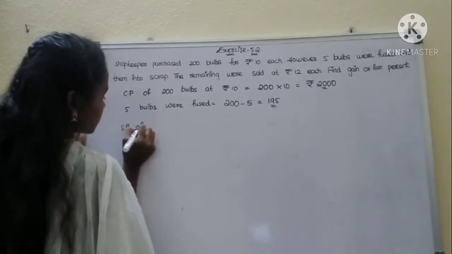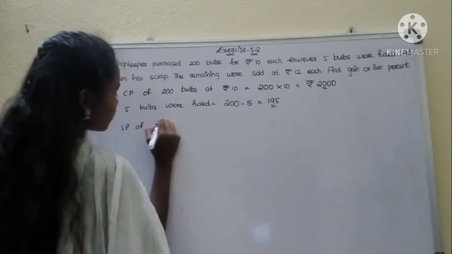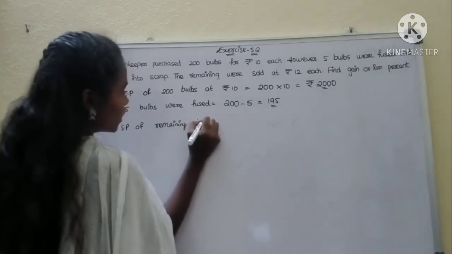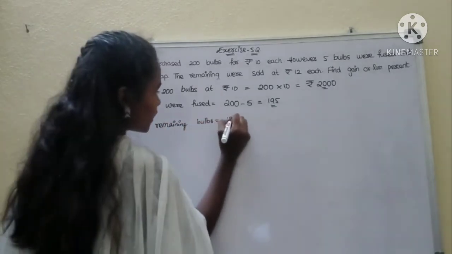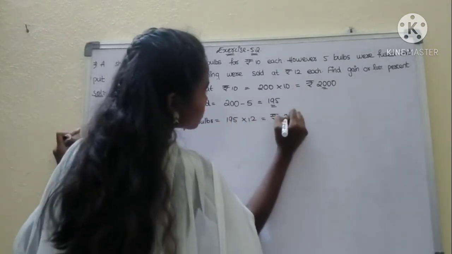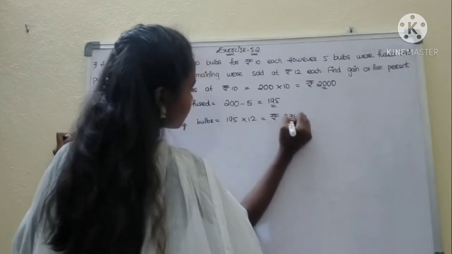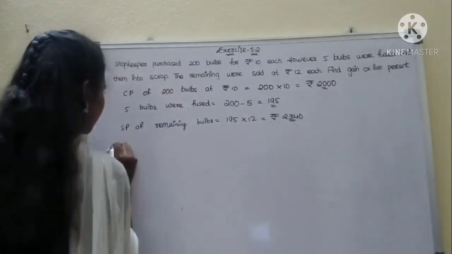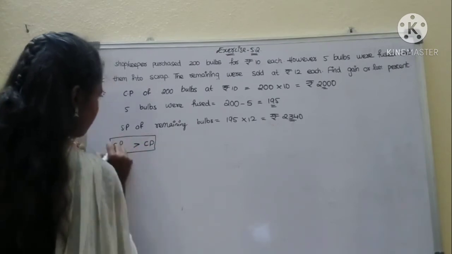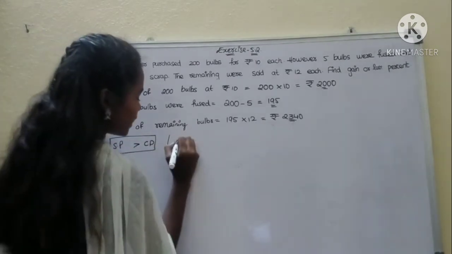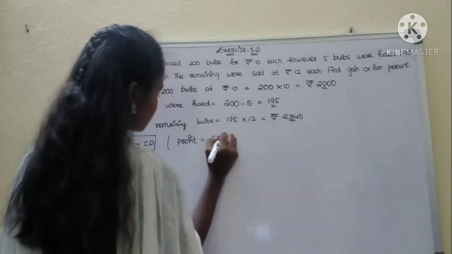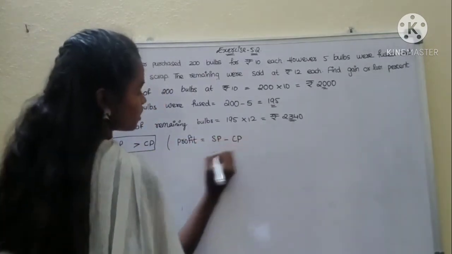SP, the selling price of the remaining bulbs, is equal to 195 into 12, rupees 2340. If we multiply this, we get this. From here, SP is greater than CP. So first find the profit. Let's find the profit. Profit is equal to SP minus CP.